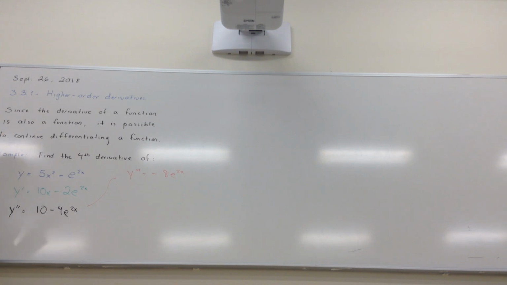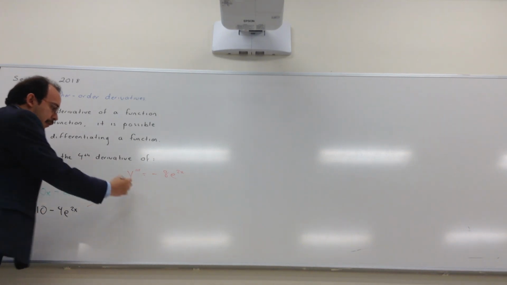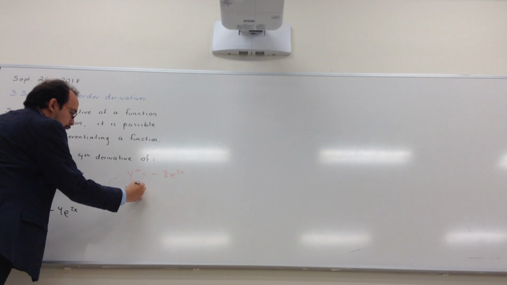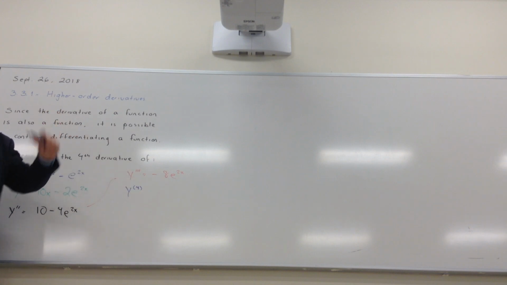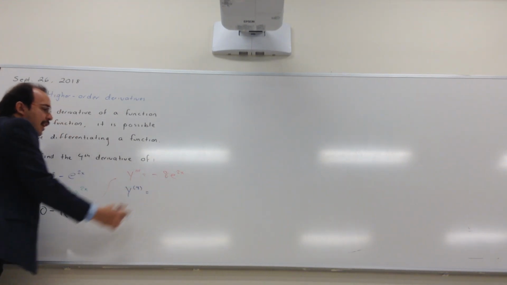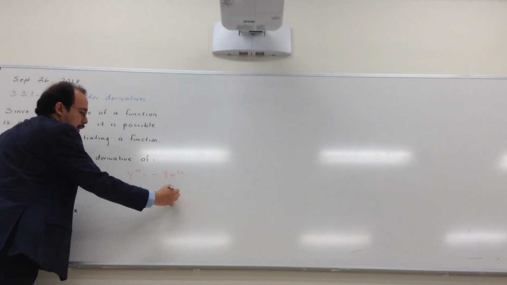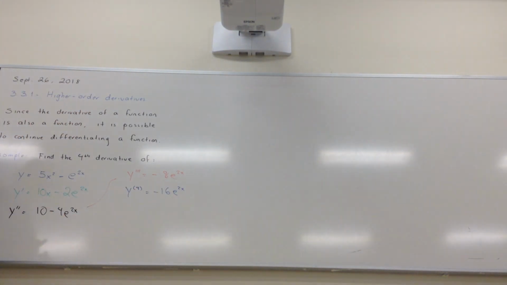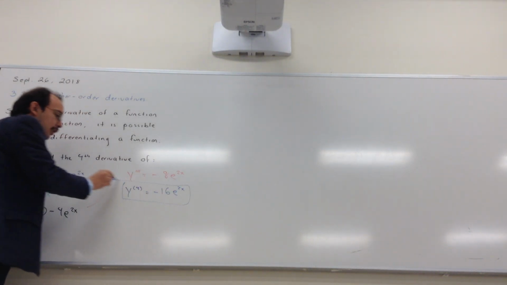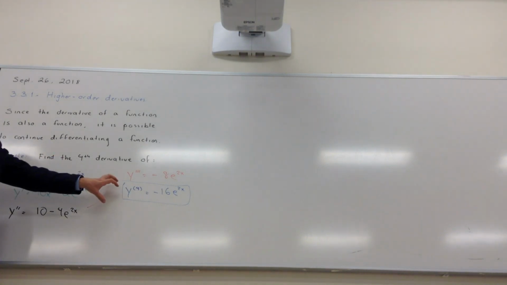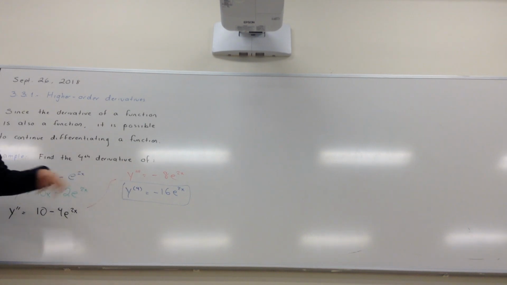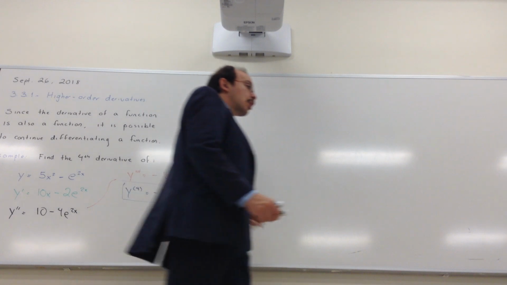Sometimes you can use Roman numerals, sometimes we use the normal number with parentheses. In this case, I prefer using the number with parentheses. Instead of using 4 prime, we use the number 4. Or you can use Roman numerals, also fine. Derivative of that will be minus 16 e to the 2x. That will be the last one for this exercise. Perfect. So that's basically the idea: find the derivatives of the previous one until you have what you're looking for, in this case the fourth derivative. Questions?